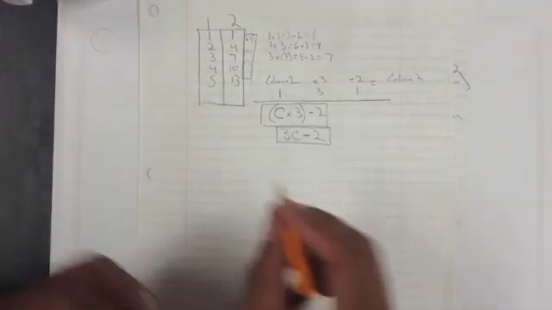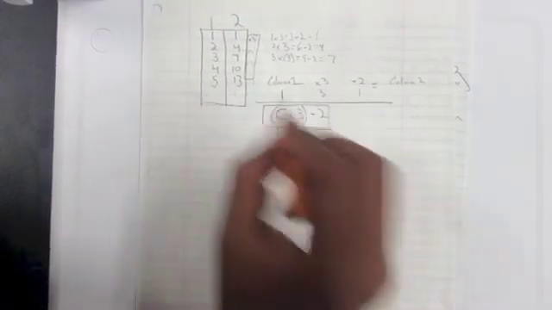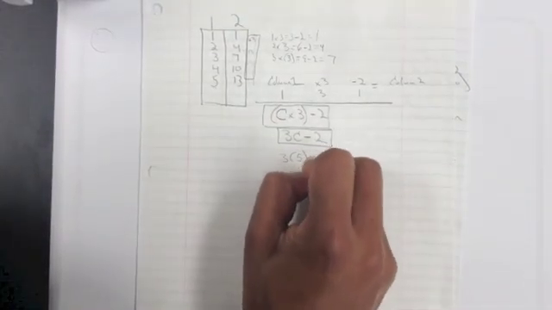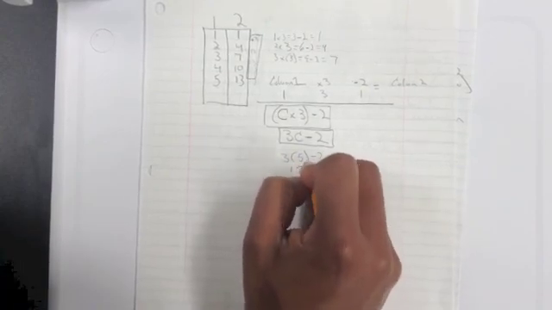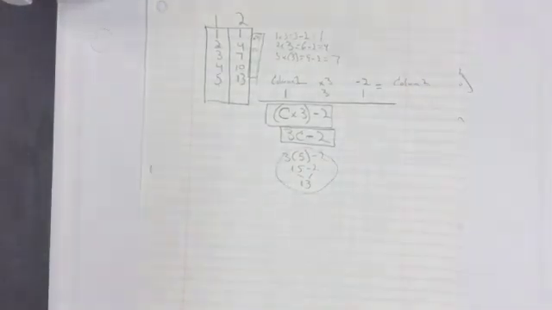But let me check this. I'm going to plug a 5 in. So I'm going to plug in level 5 and see what happens. 3 times 5 minus 2. 3 times 5 is 15. 15 minus 2 is 13. It works. It's all good. Okay?